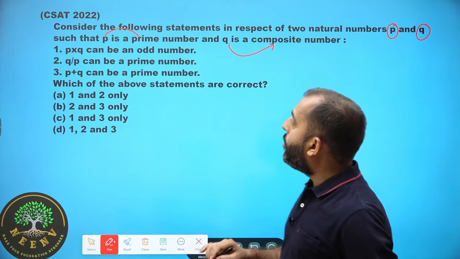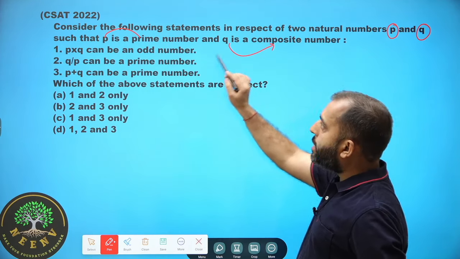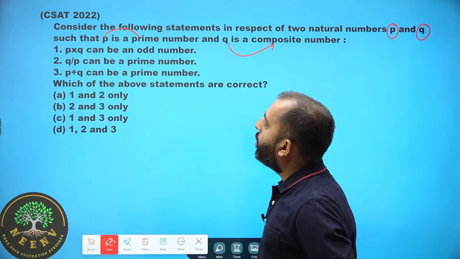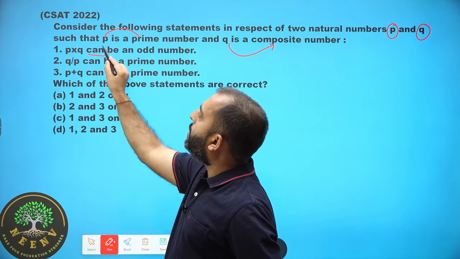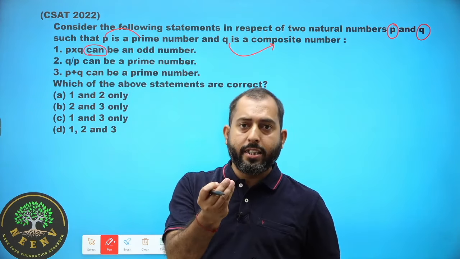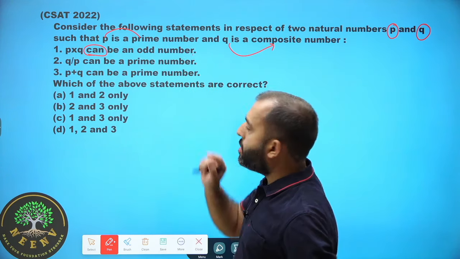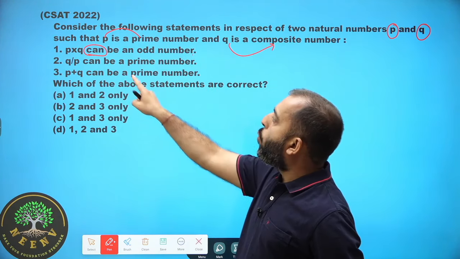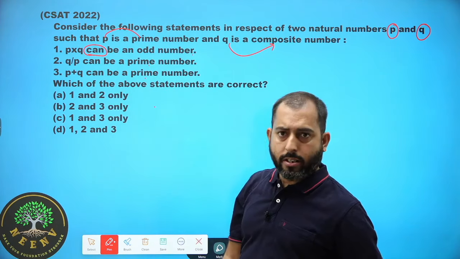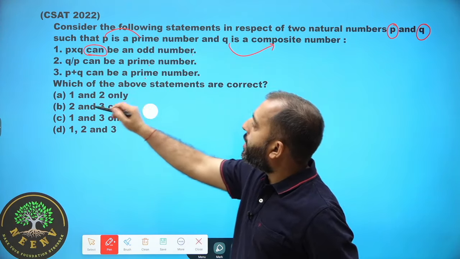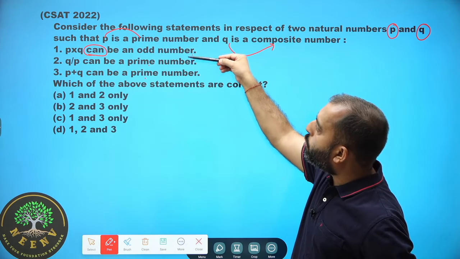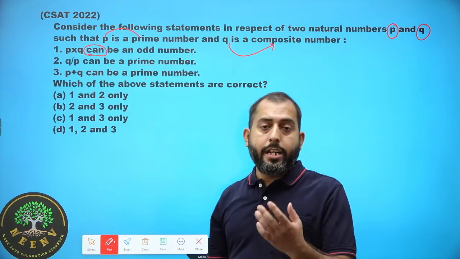Okay. Now, based upon this statement, we have three statements more. P into Q can be odd, so it can be written over here. We have to find one such assumption which will justify this second case as well as this third case. And after that, which of the above statements are correct? So we have to find out of these three statements, which statement is correct.